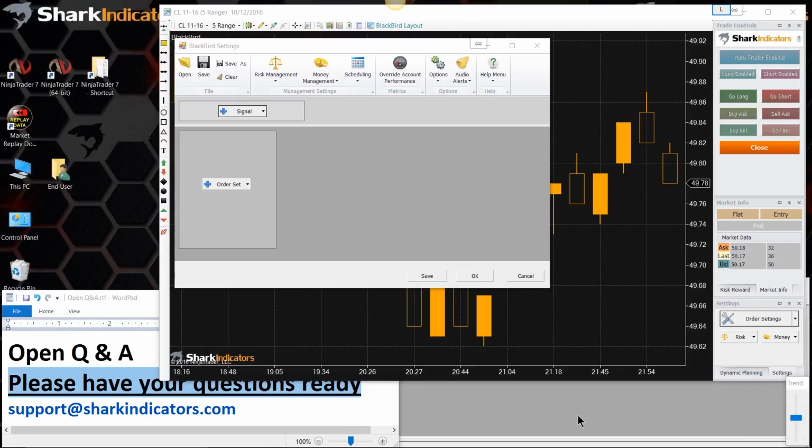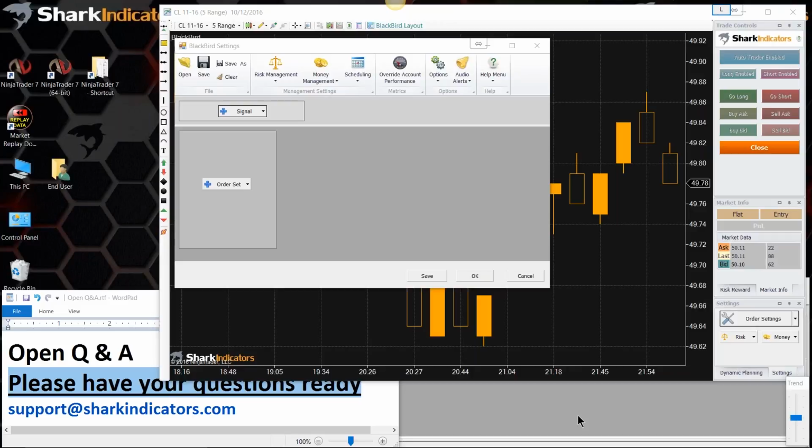So RJ is asking, so I could use an ATM strategy for trade 1 and use BloodHound for an exit on T2. Well, okay, let me address this as I see it. Using an ATM strategy for trade 1, well, BlackBird does not use ATM strategies like Raven does. So RJ, it sounds like you're mixing and matching Raven and BlackBird. That's kind of my guess.